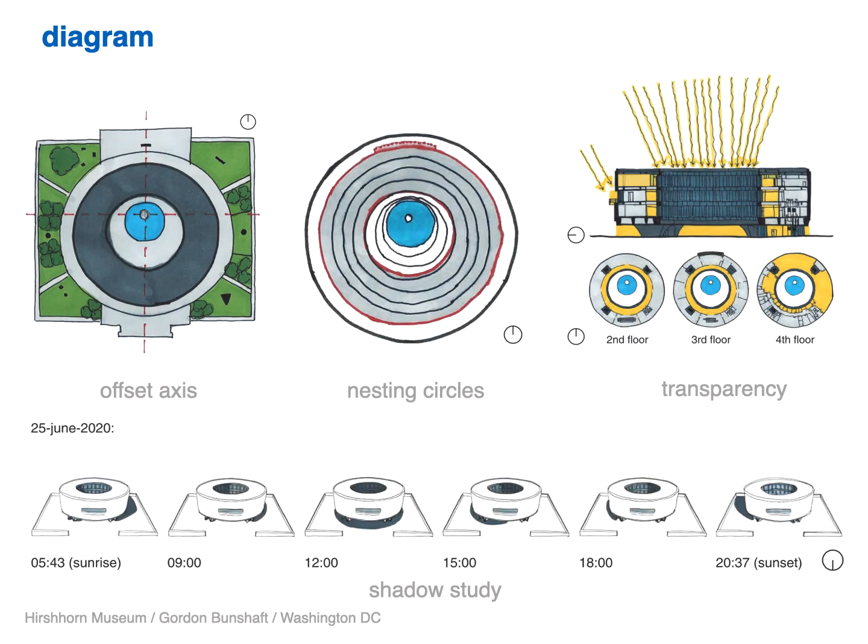These are diagrams of the Hirshhorn Museum and Sculpture Garden in Washington, D.C., with the concept nested circles and other important ideas such as offset axes, transparency, and shadow studies.